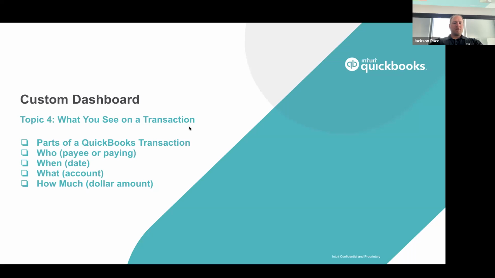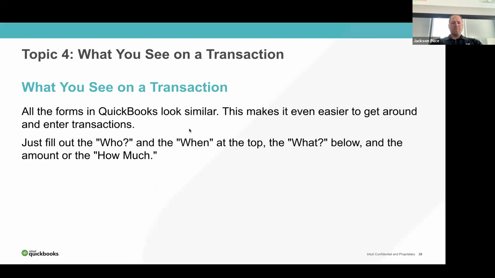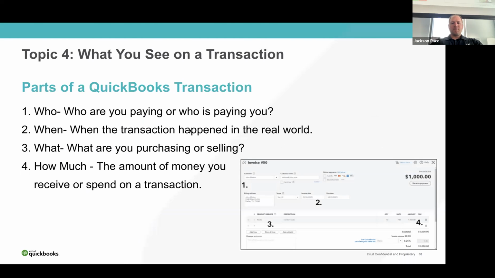Okay, parts of a QuickBooks transaction. I feel like we've touched on this, but we have a graphic here. So a few different parts to the transaction, and we'll pull one of these up. First, the who. So who are you paying, or who is paying you? That's typically your vendor or your customers. Then the when, so when the transaction happened in the real world. You can see number 2 is right here.